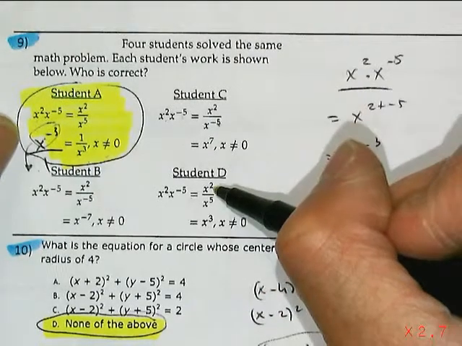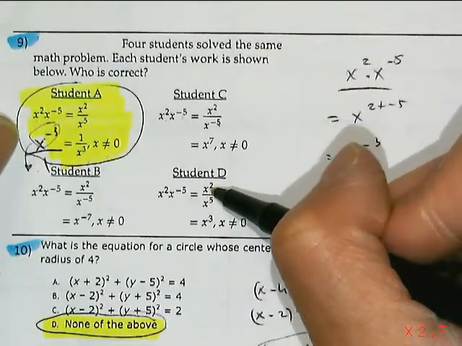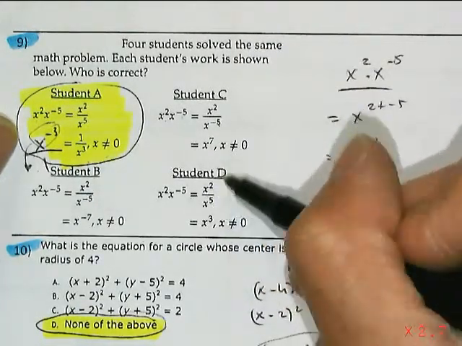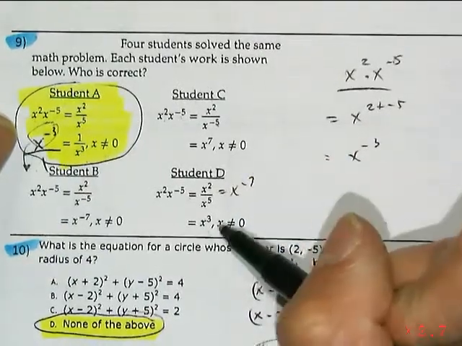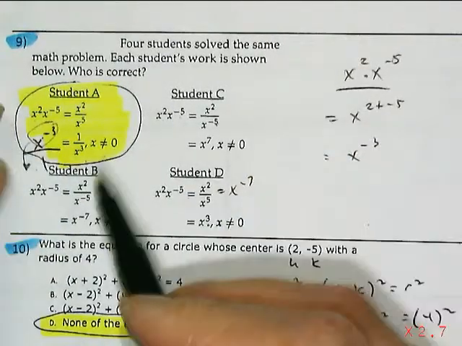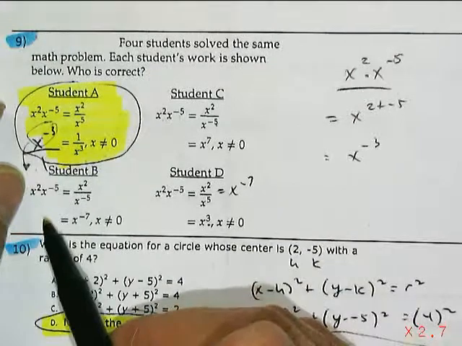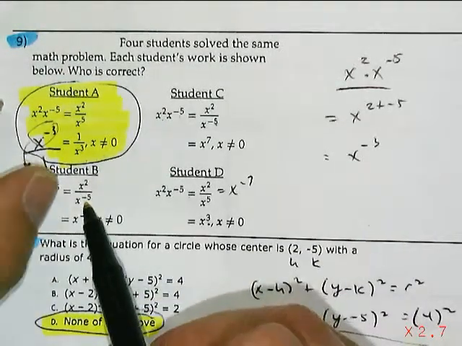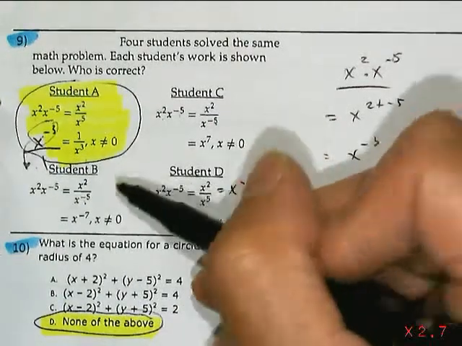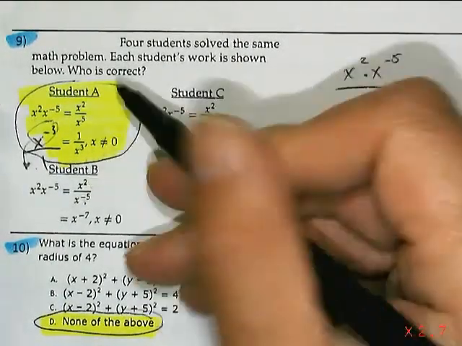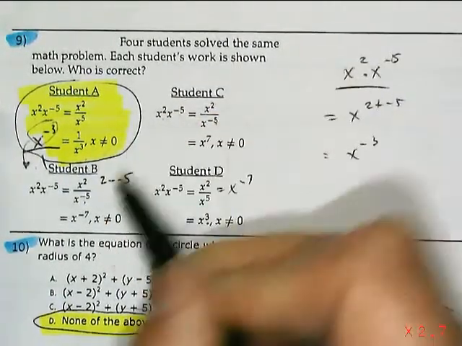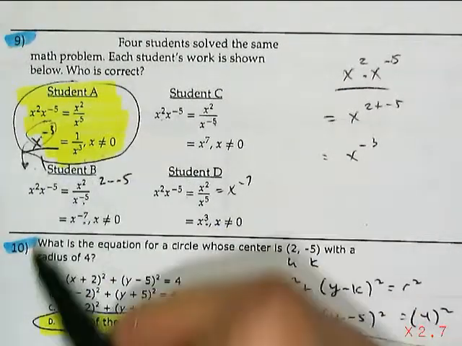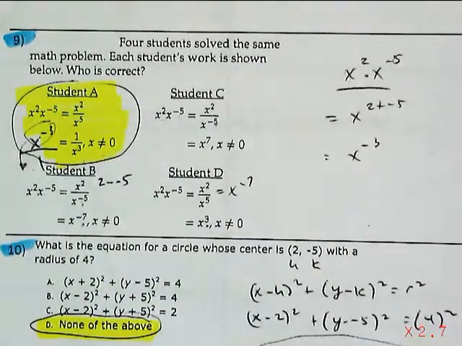Student D is incorrect because they tried to do subtraction, which is fine, 2 minus 5, but your answer is x equals negative 3, not positive 3. Student B made the mistake of moving the negative 5 down right away, but they didn't take off the negative sign. And then when you subtract, that would be 2 minus the negative 5. They should have gotten a positive 7. So that's why all of those are wrong, and student A is correct.